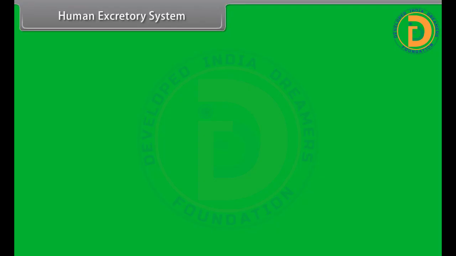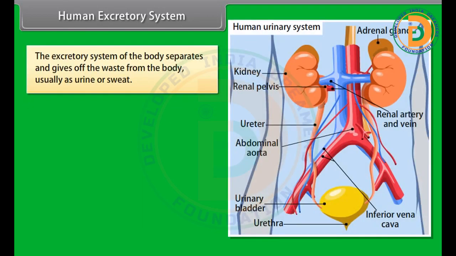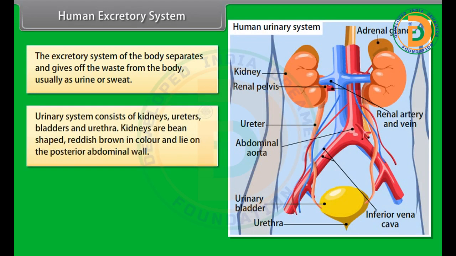Human excretory system. The excretory system of the body separates and gives off the waste from the body, usually as urine or sweat. The urinary system consists of kidneys, ureters, bladder and urethra. Kidneys are bean-shaped, reddish-brown in color and lie on the posterior abdominal wall.